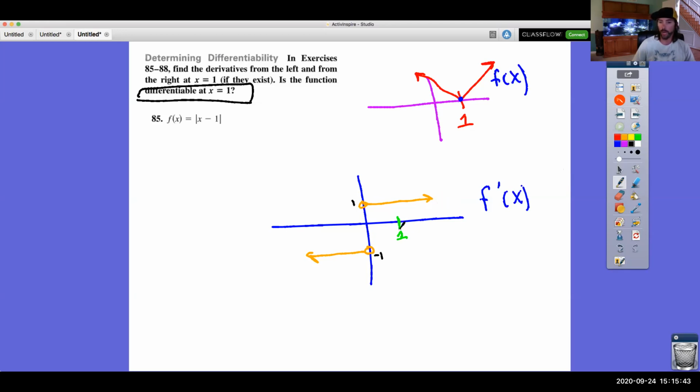So the f prime of 2 is 1. The f prime of 3 is 1. Oh, I messed up. I don't know why I put those at 0. I meant to put them at that green 1. Like this.